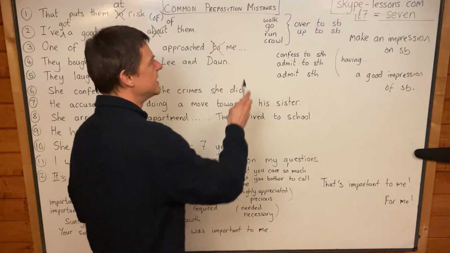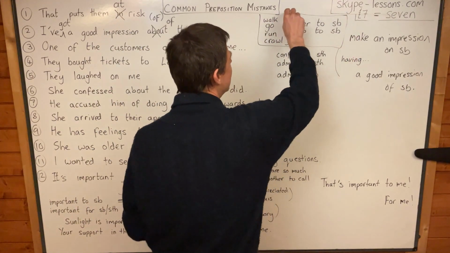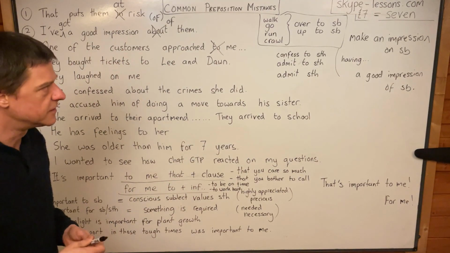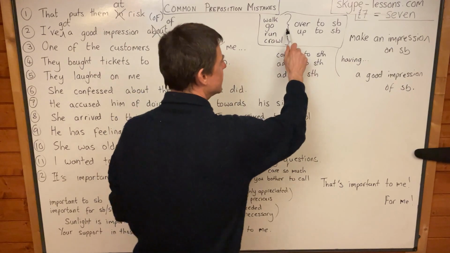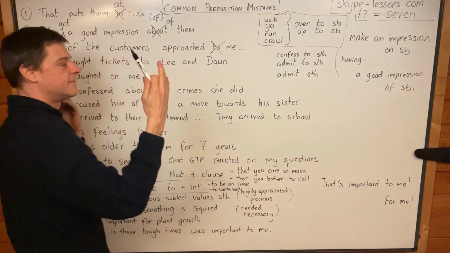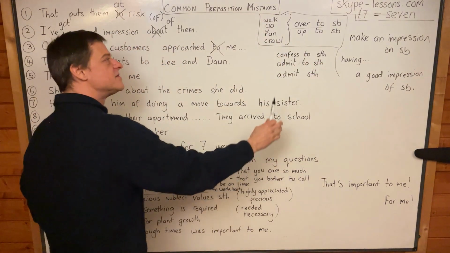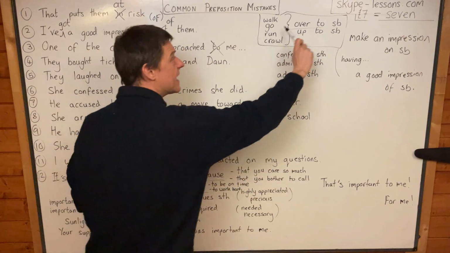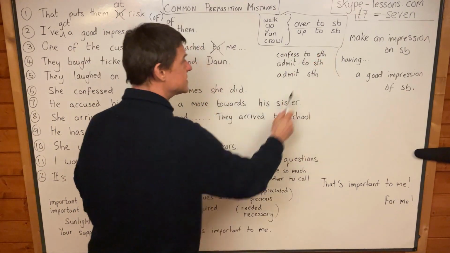But I want to make this clear that if you want to talk about approach and you want to sound really fluent and natural, then please use any one of these many phrasal verbs, yeah? One of the customers walked over to me, yeah, and whatever. One of the customers went up to me. One of the customers ran up to me, ran over to me. One of the customers crawled over to me, crawled up to me.